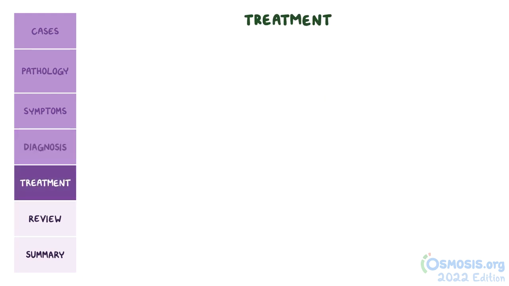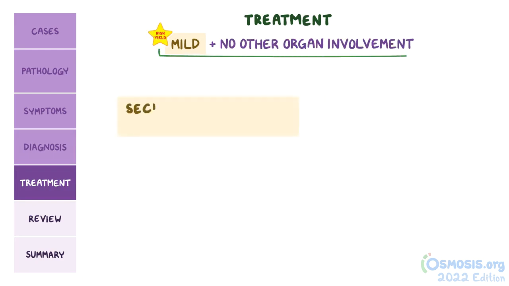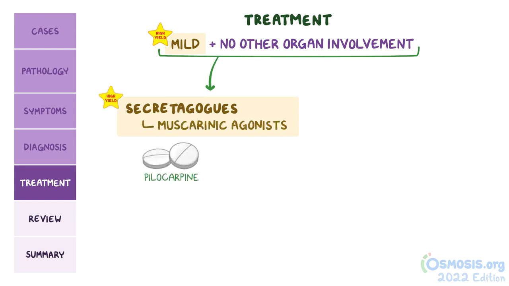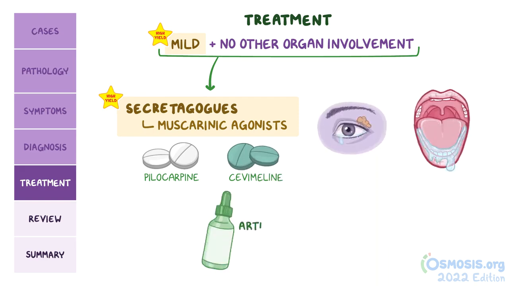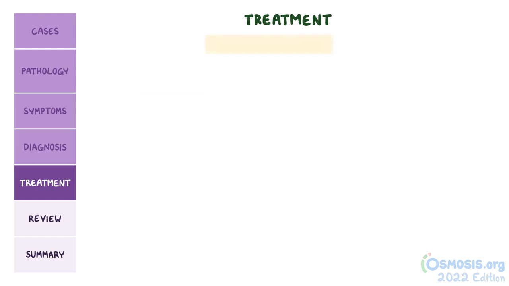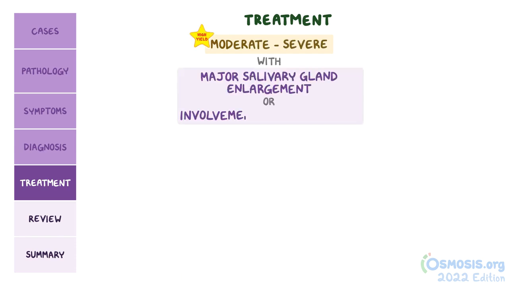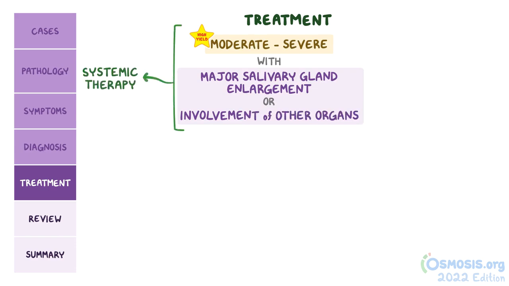Okay, for treatment. Individuals with mild Sjogren syndrome, without other organ involvement, can be treated with secretagogues. This includes muscarinic agonists, such as pilocarpine and cevimeline, that can increase the production of saliva and tears. Artificial tears for eye dryness can also help relieve symptoms. Individuals with moderate to severe Sjogren syndrome, with major salivary gland enlargement or involvement of other organs, generally require systemic medical therapy. Major salivary glandular enlargement due to inflammation can be treated with glucocorticoids.